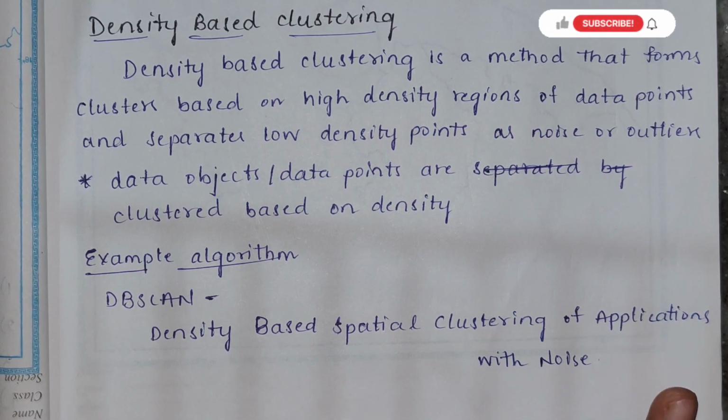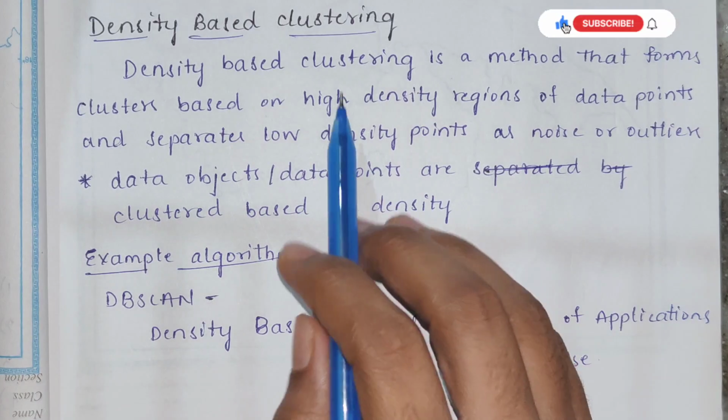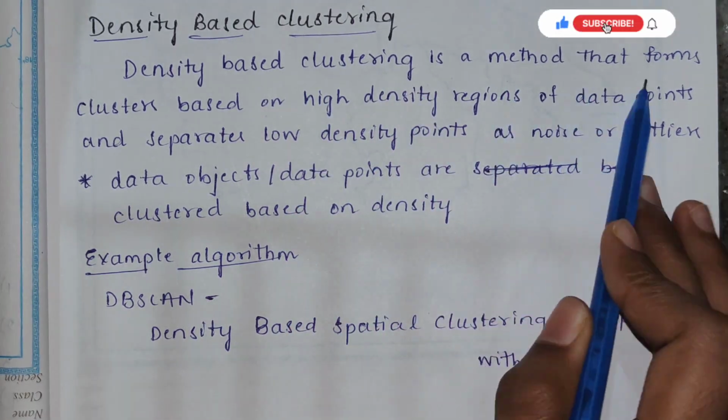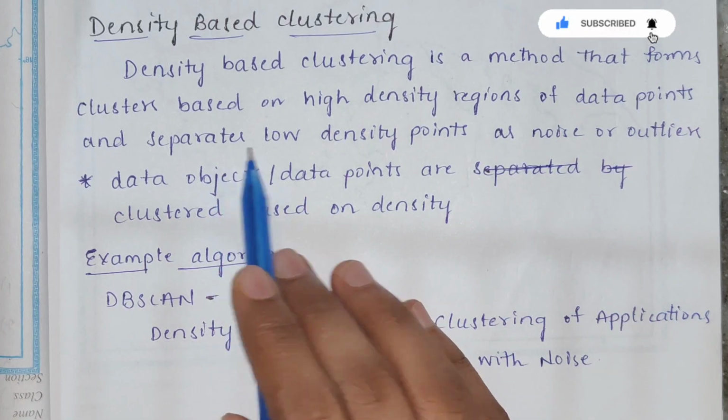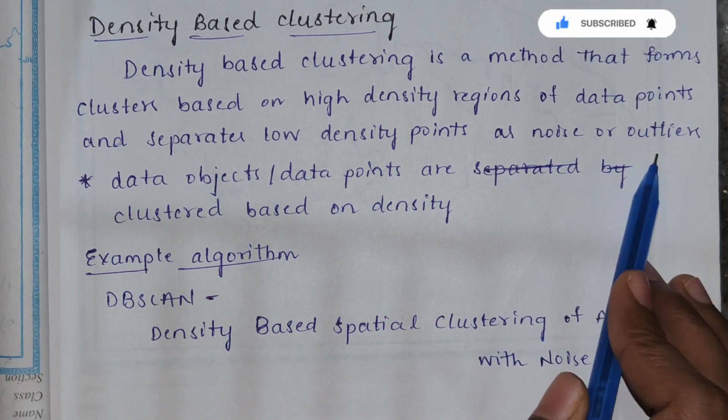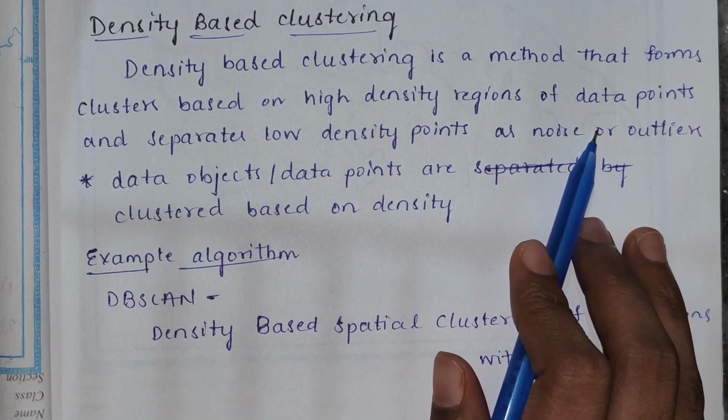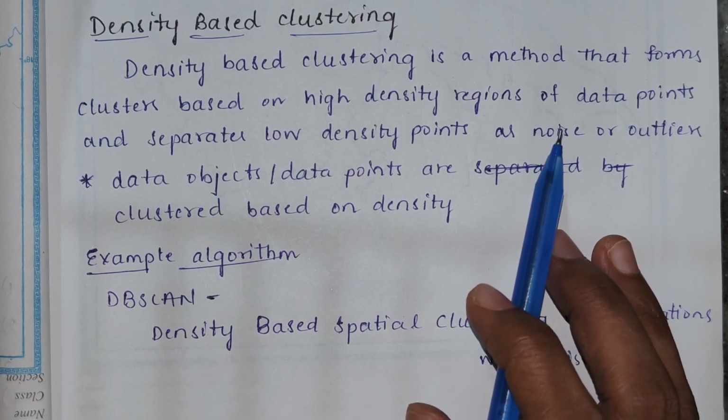First of all, let us know what is meant by density based clustering. Density based clustering is a method that forms clusters based on high density regions of data points and separates low density points as noise or outliers. Let us understand this by taking an example.